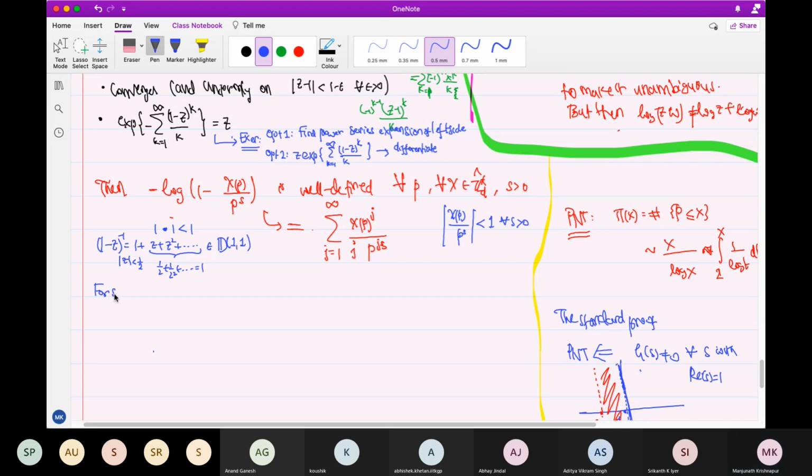Hence, for s bigger than 1 and for all p prime, we know that chi p over p to the s is going to be smaller than 1 by 2 to the s, because every prime is at least 2, which is strictly smaller than half. So this is okay. Therefore, log of 1 minus chi p over p to the s inverse is well defined for s bigger than 1.